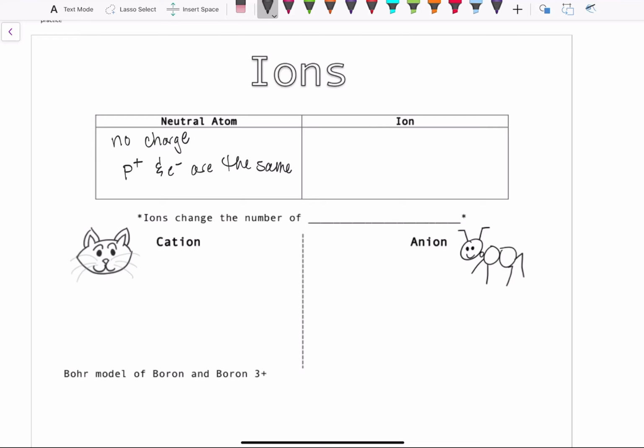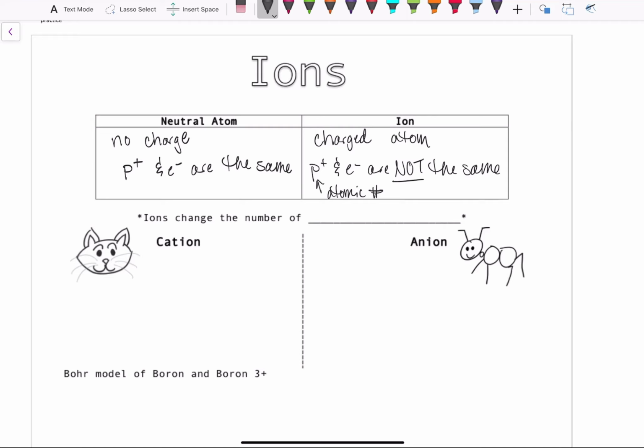An ion, on the other hand, is a charged atom. And that's the definition completely boiled down. An ion is just a charged atom. So in this case, the protons and electrons are not the same. They are unequal. So the protons you can still calculate from the atomic number. That will be normal. The atomic number defines the element, but the electrons are going to be different.